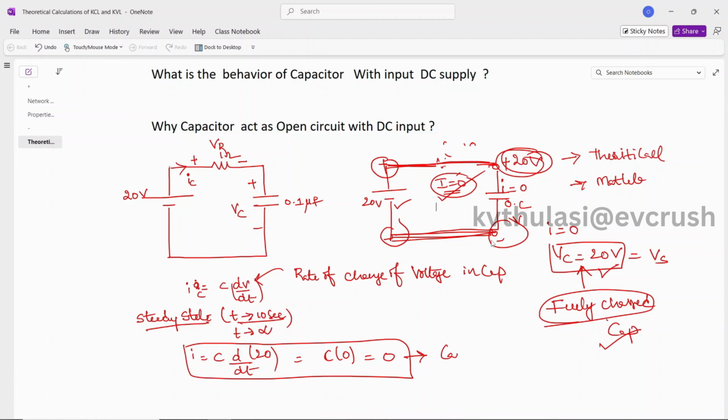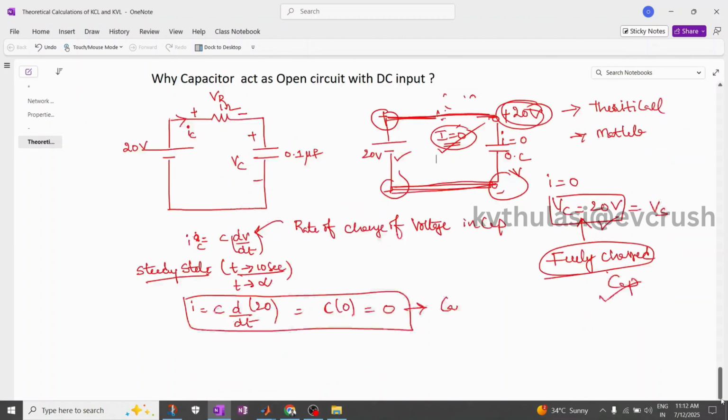The behavior of the capacitor is reversed in the case of transient state. We'll do one more video on how to understand the behavior of a capacitor under transient state as well as under steady state. This is the brief explanation about why a capacitor acts as an open circuit under DC supply or under steady state condition. It's very clear. Hope you are able to understand.